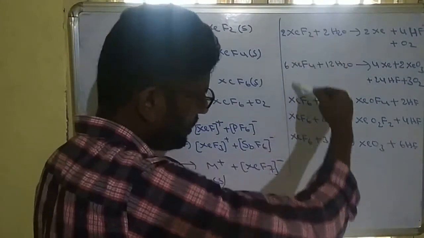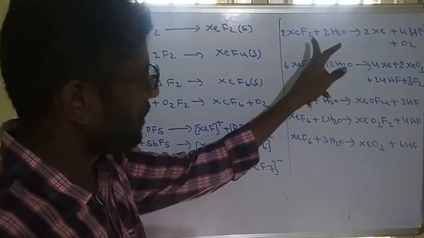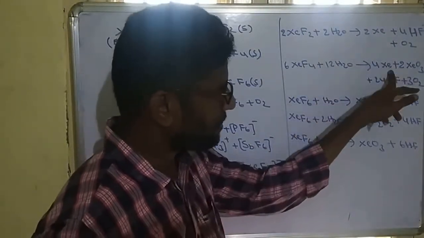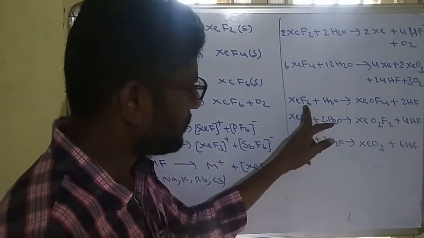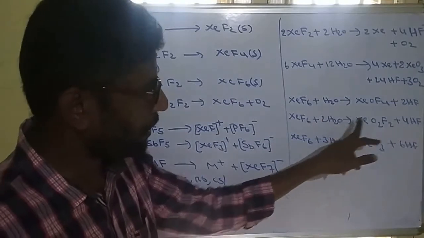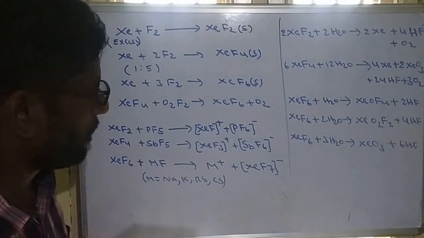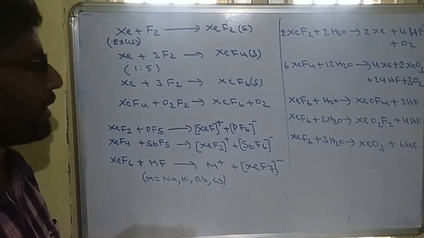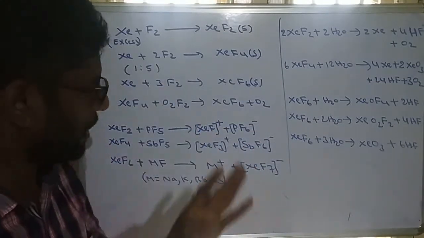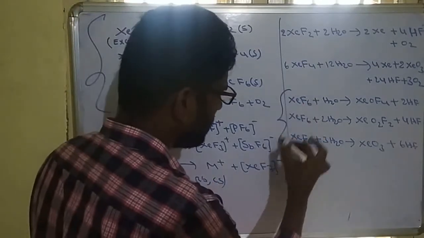Similarly, xenon fluorides on hydrolysis produce different compounds. XeF2 on hydrolysis produces xenon, XeF4 on hydrolysis produces xenon and XeO3. XeF6 with one water molecule will form XeOF4, with two water molecules will form XeO2F2, with three water molecules will form XeO3. So only these are the important reactions of noble gases. Mostly 11 or 12 equations are there. So these reactions we have to practice. All are very simple equations, easily remembered.